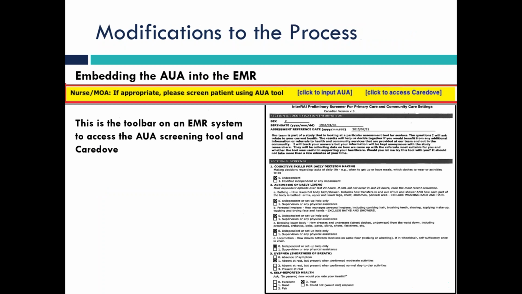So this screen here shows what the tool in the EMR looked like. So we were able to embed the screening tool into the EMR. And then there was this yellow toolbar in everyone's chart for a patient 70 years and older to indicate the need to complete the AUA.